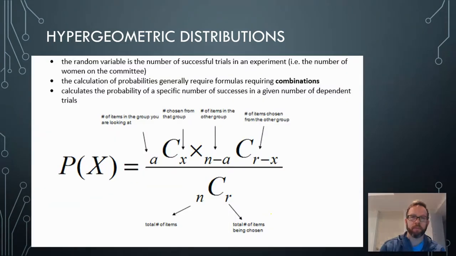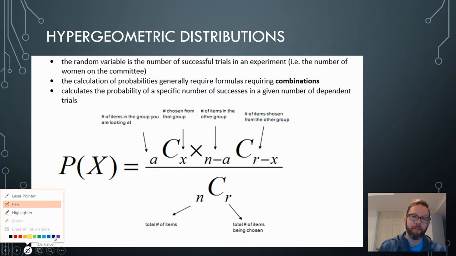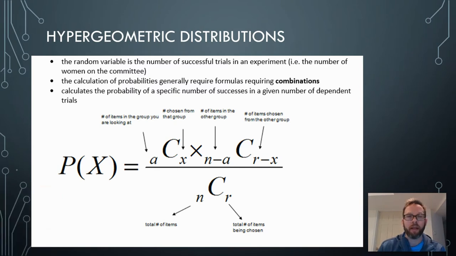Some more notes. These are on your lesson sheet. Just like binomial distributions, the random variable is the number of successful trials. So in our example, it was the number of females on the committee. The calculations generally require combinations, and this calculation gives the probability of a specific number of successes in a given number of dependent trials. This may look like a lot, but you did one of these earlier. You have 3 combinations to calculate. So I'm going to circle.